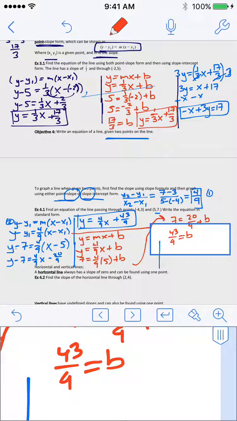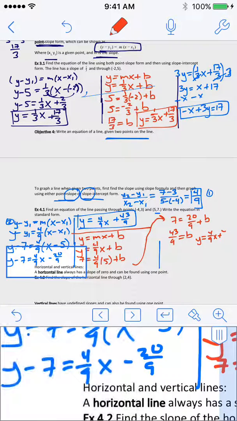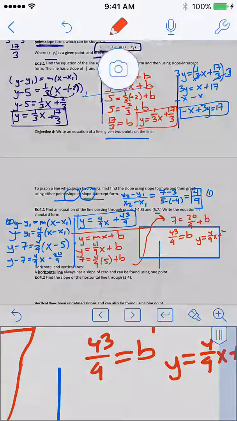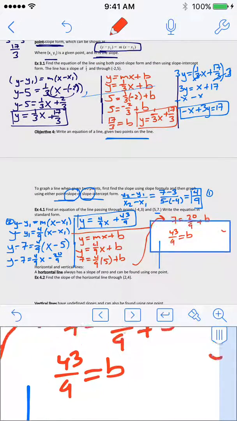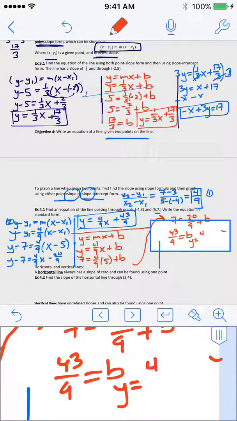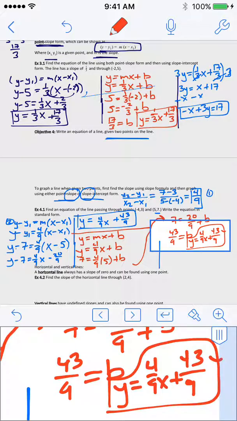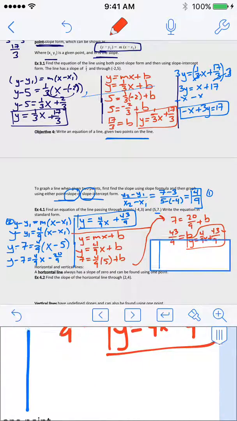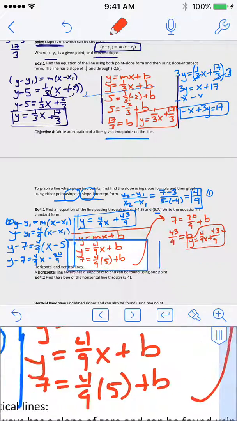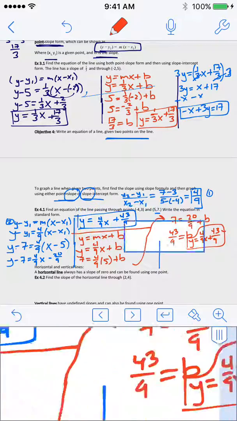And again, we end up with y is equal to 4/9 x plus 43/9. I'm going to scooch it over just a little bit so I can actually fit it on the page. We get the same thing either way. So again, it's a personal choice. I prefer point-slope form. I don't know why. It's about equal work, right? But it's up to you, whichever one you want. You end up with the same thing.